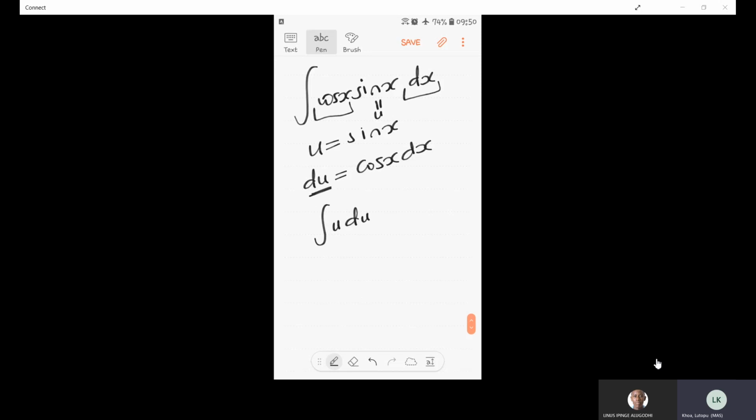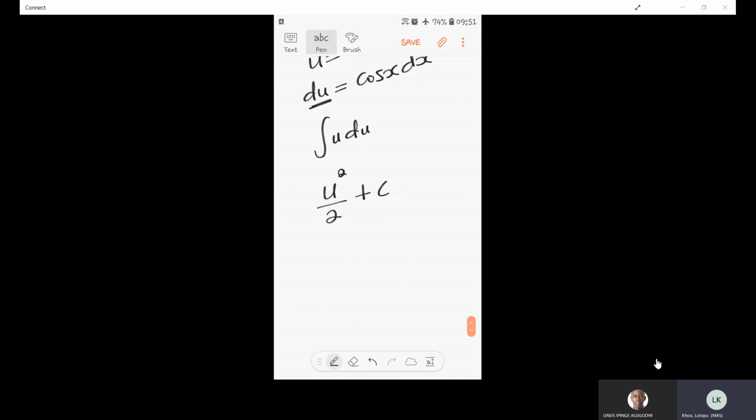This is u to the power of 1. When I integrate, the exponent will increase by 1, and then I divide by the new exponent. Then I add a c. Then I substitute u back. U is sine. So I have sine squared x over 2 plus c.